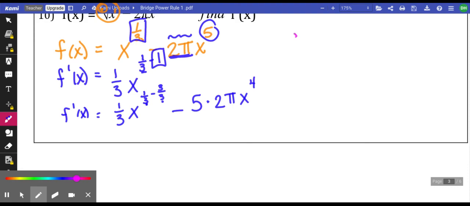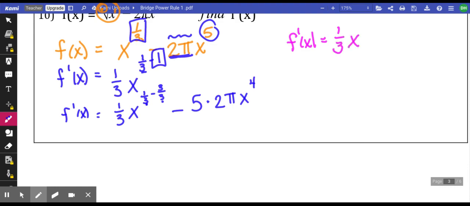I'm going to get f prime of x equals 1/3 x raised to the 1/3 minus 3/3. Well, 1 minus 3 is negative 2/3. Minus, multiply these together. That's 10 pi x to the 4th. And lastly, I'm going to work on cleaning things up.